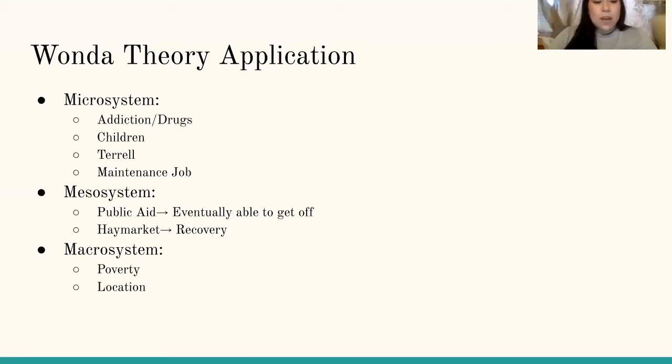And she talked a lot about how that was a huge role in her kind of pulling herself up by her bootstraps and getting a start on life. And then as for her macro system, I have poverty and location. Again, being on public aid, she didn't really have any money. And then location, being in a place where the culture of drugs was so prevalent. And then also gun violence when it came to her own son. So those are what I have for Wanda.